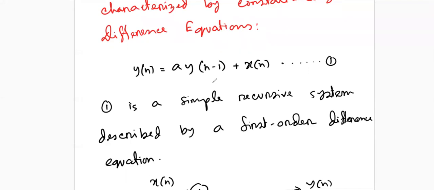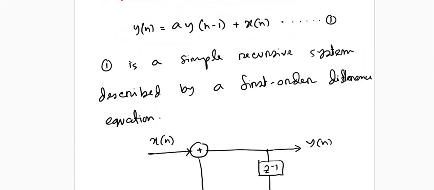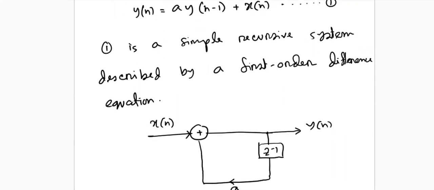And of course, this is a recursive system because you need the previous output to compute your present output. So that's why this is a recursive, first order difference equation. This is the simplest form. Okay, so first of all, we can represent this equation with the block diagram.